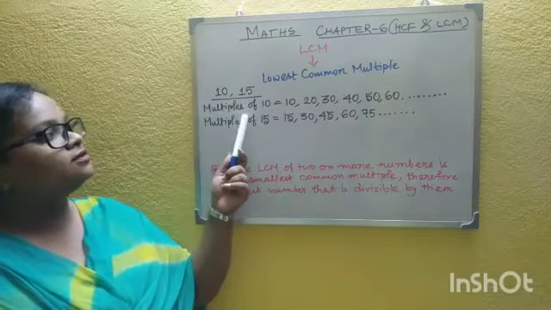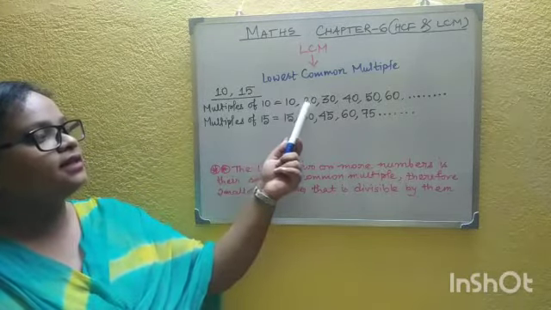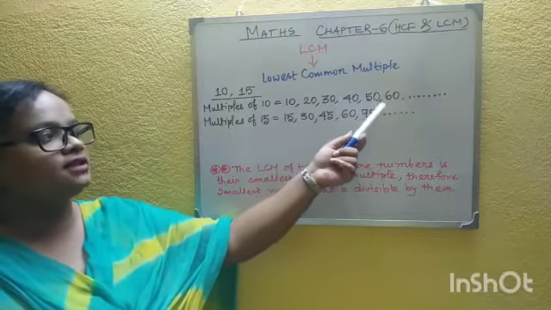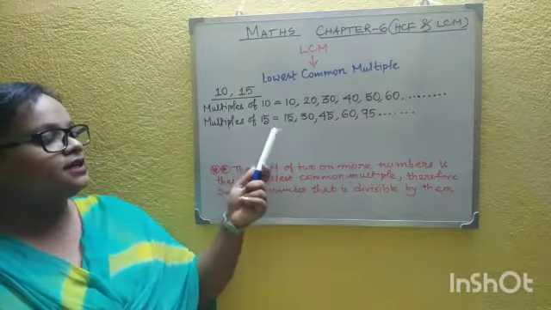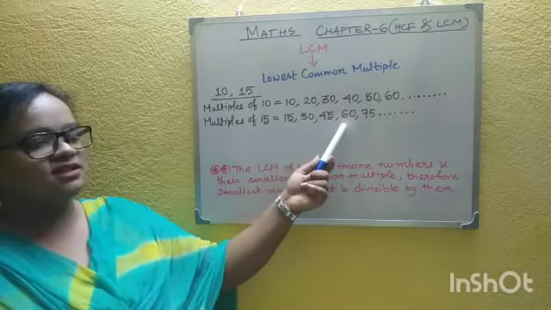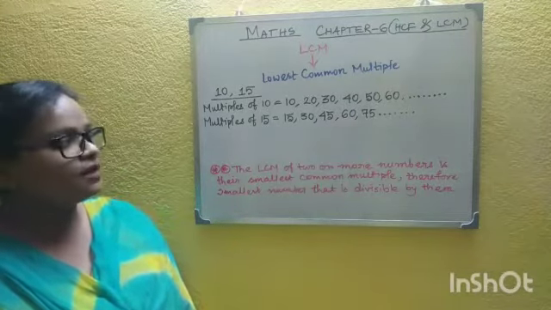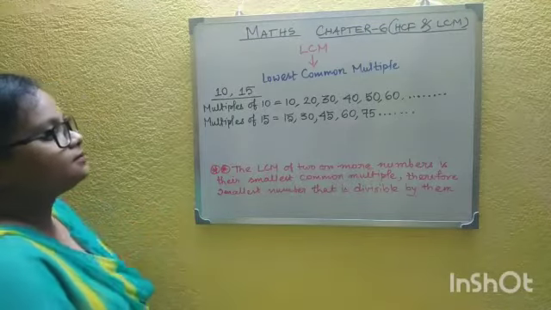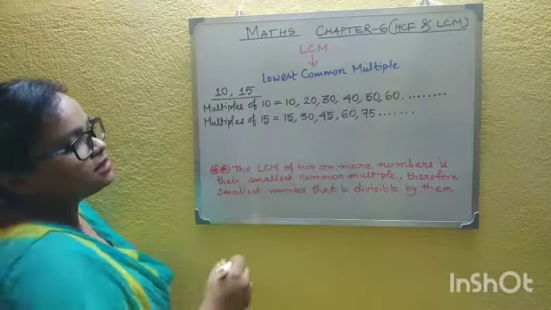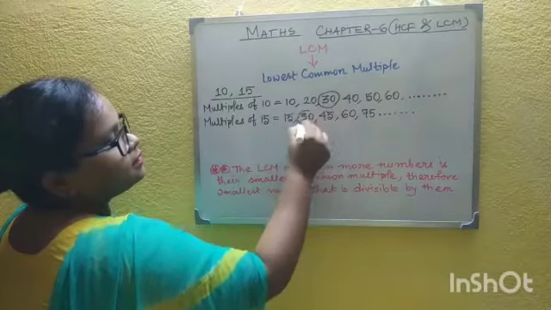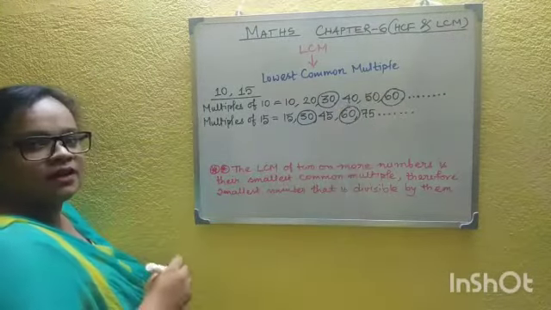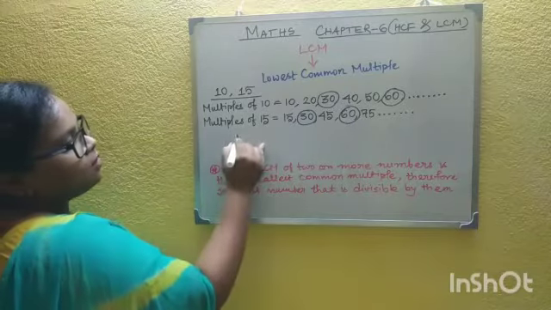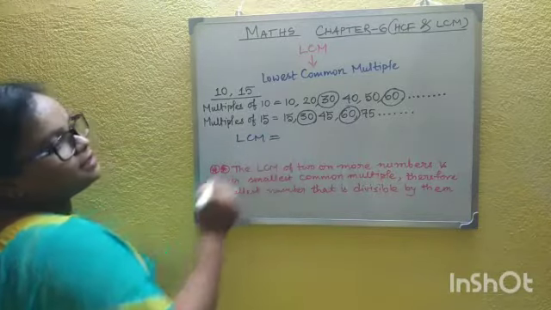Now, the multiples of 10 are 10, 20, 30, 40, 50, 60 and so on. Multiples of 15 are 15, 30, 45, 60, 75, etc. Now you can see that in these multiples, 30 and 60 are common. Now we have to find the LCM of 10 and 15.